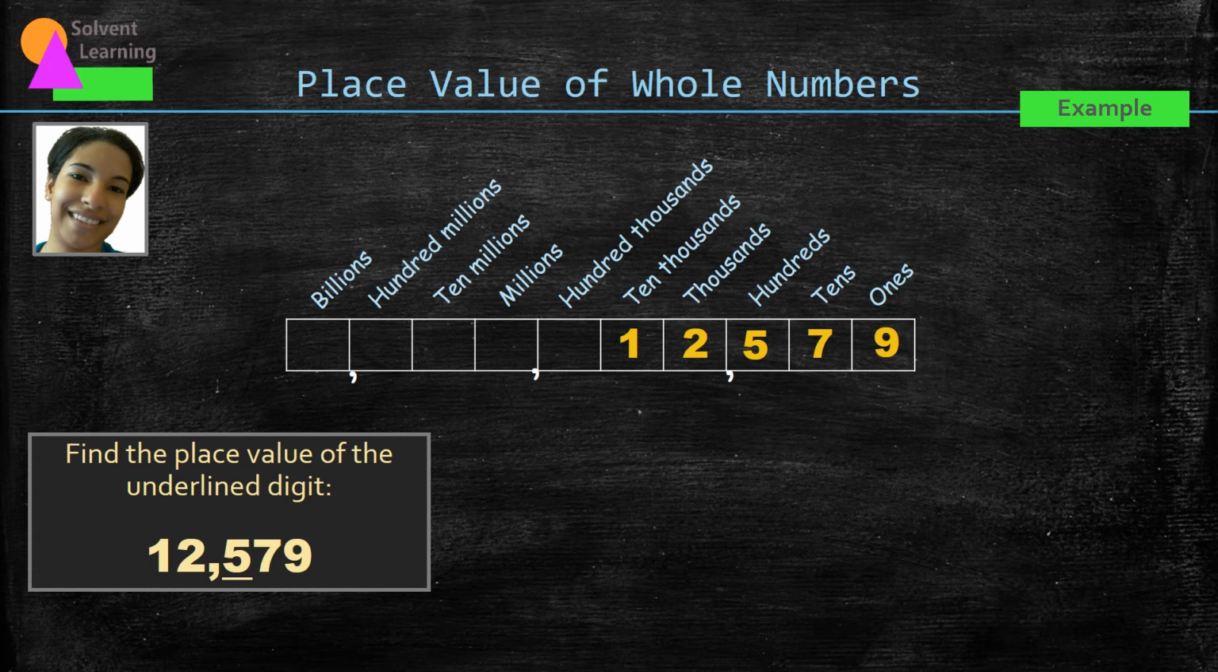Now we want to figure out the value of the 5. And the 5 is in the hundreds column. So in words, we can say that the 5 is worth 5 hundreds. And as a number, it's worth 500. So we now know that the 5 in this number is worth 500.